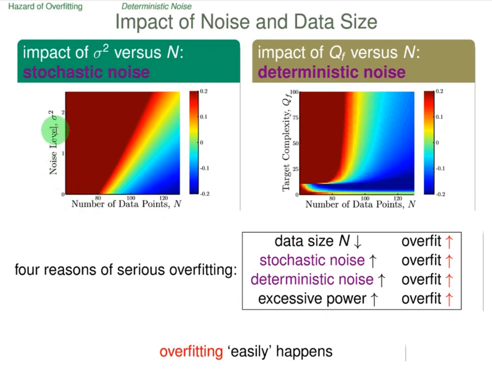Stochastic noise is higher. If it goes up, then more overfitting can happen. And if deterministic noise is high, or target complexity is higher, then we also may overfit. Similarly, excessive power. If you use your hypothesis with higher complexity, we can easily overfit. These are 4 main reasons of overfitting.